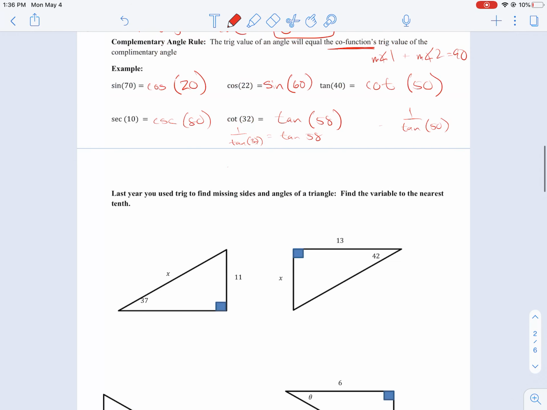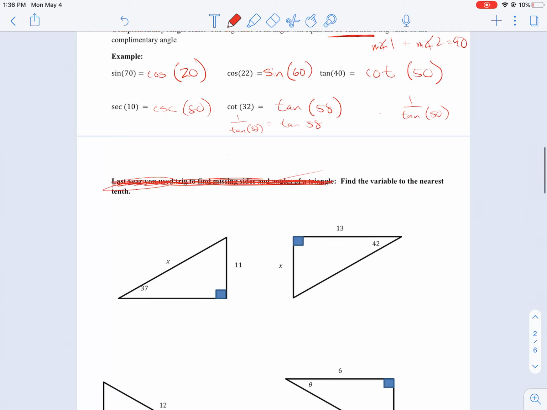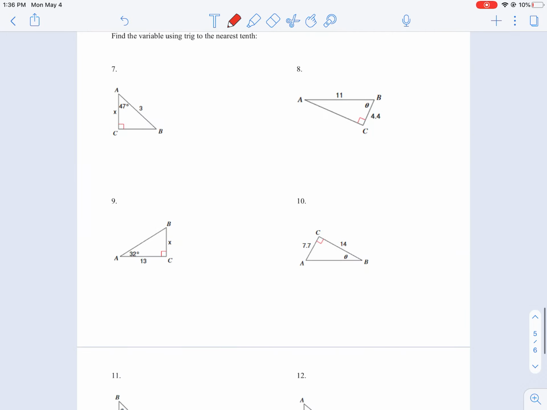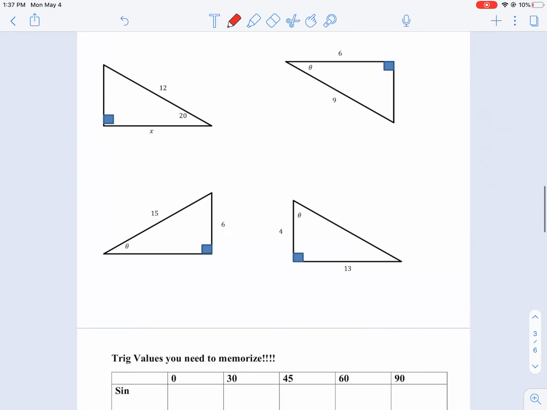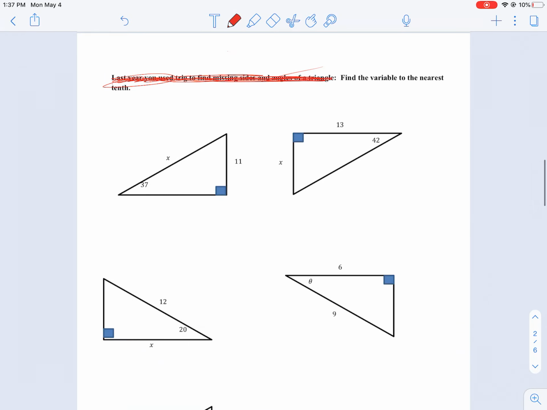Okay, so it says last year, okay, ignore that part. Okay, this is all new to most of you guys. And this is going to be pretty difficult, so make sure you guys bring in these questions. All right, so find the variable to the nearest tenth.